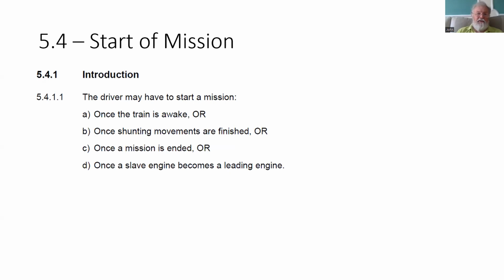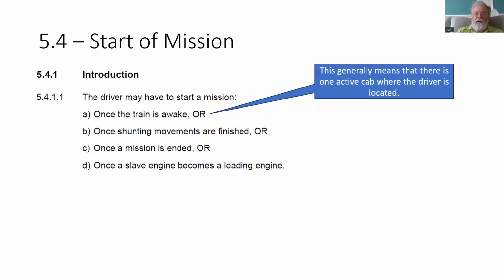So if we look at the text in section 5.4, which is headed Start of Mission, then we have an introduction which tells us when this procedure may be appropriate. The first option is when the train is awake or is wakened, and this generally means that there is one active cab on the formation, and that is where the driver is located. And typically it is the action of the driver putting in a key, switching on a switch, or otherwise engaging with a system which tells the system that the driver is in that cab and that that is the cab the train is going to be driven from.